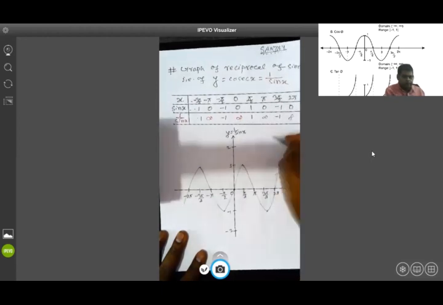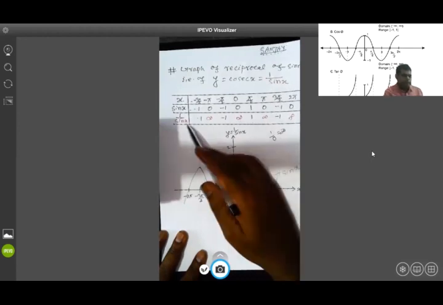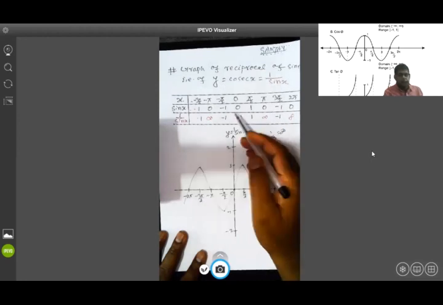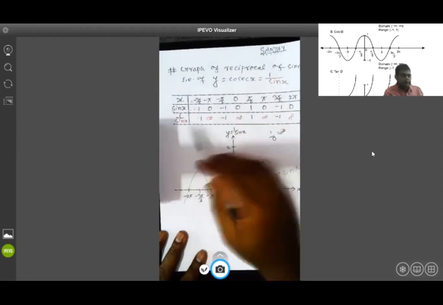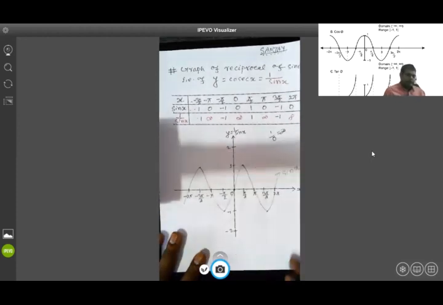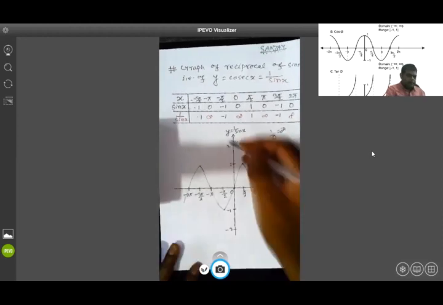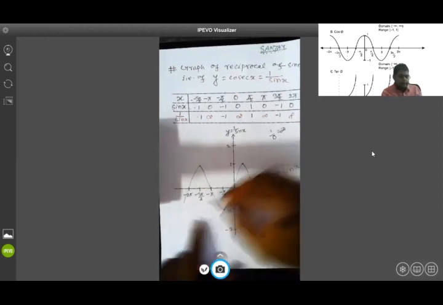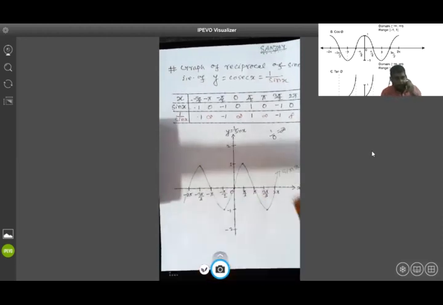1 divided by 0 is infinity, you know that. So where sine x is 0, 1 by sine x, that is cosec x, is infinity. When sine x is positive or negative 1, the 1 by sine x value, that is the cosec value, is the same. So let's take now this sine curve as the reference curve.